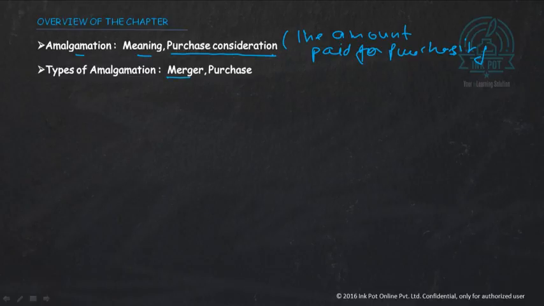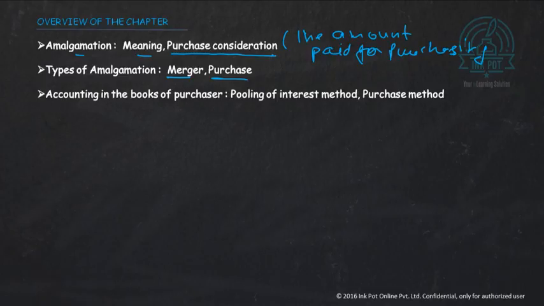There are two types: merger and purchase. Merger means collaboration, purchase means acquisition. After that, we'll see what entries are going to take place in the books of the purchaser. We can follow two methods for that. Number one is the pooling of interest method. Number two is the purchase method.